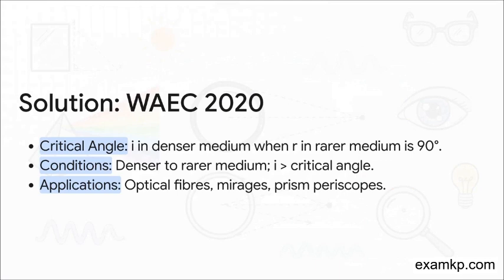The two conditions: 1, light must travel from a denser to a less dense medium. 2, the angle of incidence must be greater than the critical angle. And for applications, you can list optical fibers, mirages, or the prisms inside periscopes. Boom! Clear, concise, and straight to the point.